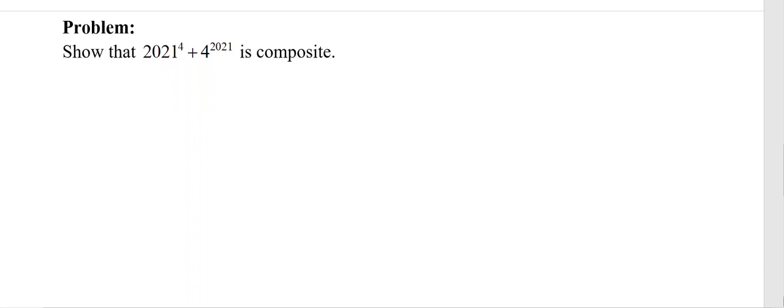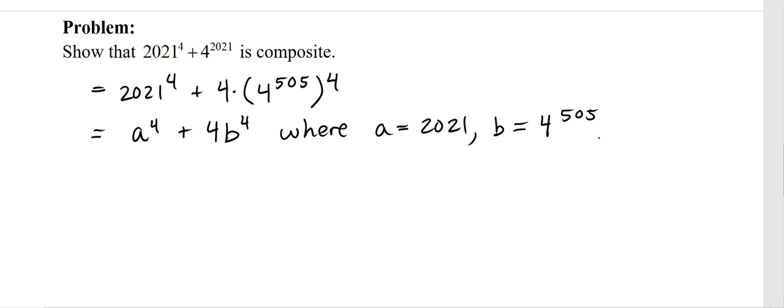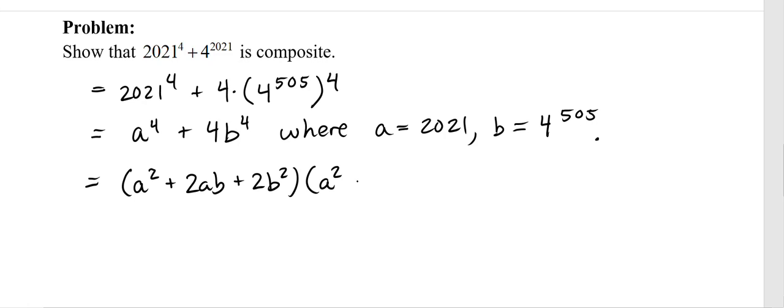Let's show that 2021 to the fourth power plus 4 to the 2021 power is composite. Well, this looks very close to the left-hand side of the Sophie Germain identity. In fact, we can write it as 2021 to the fourth plus 4 times 4 to the 505 power all to the fourth power. So it has the form a to the fourth plus 4b to the fourth, where a is 2021 and b is 4 to the 505. So we're going to factor it, and the result above was a squared plus 2ab plus 2b squared times a squared minus 2ab plus 2b squared.